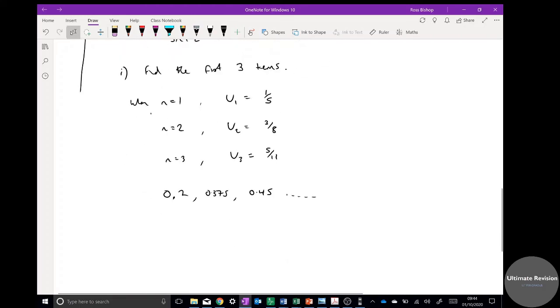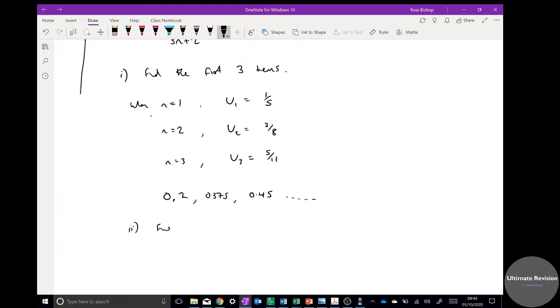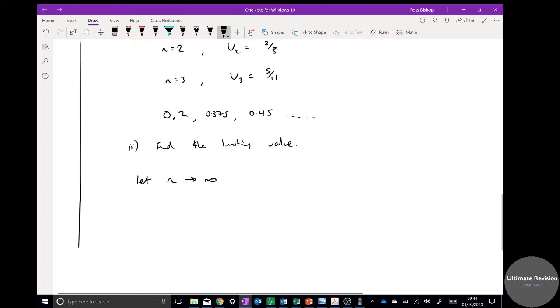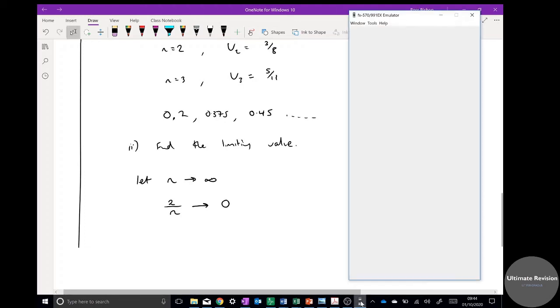And that's what question 2 is. So find the limiting value. If I went on forever, where would this sequence end up going? That's what the question's asking. Now to do that, I need to let n, which is the term number, go really, really close to infinity. Now that means any number over n, if n is really, really massive, is basically going to become 0. It's going to tend to 0.